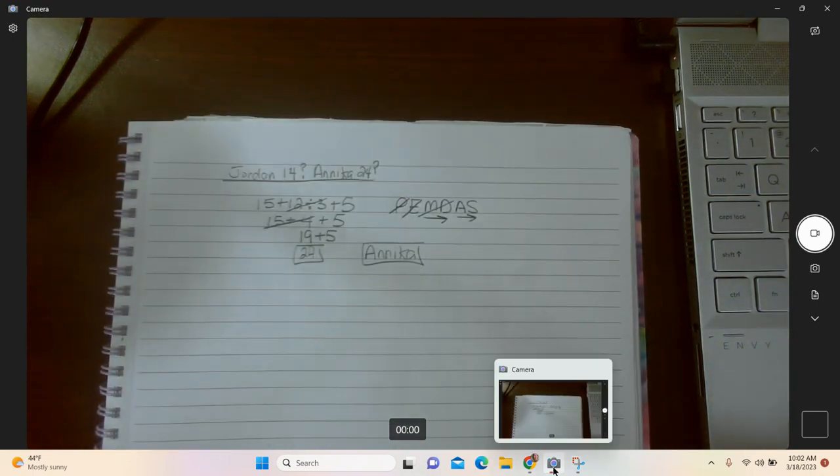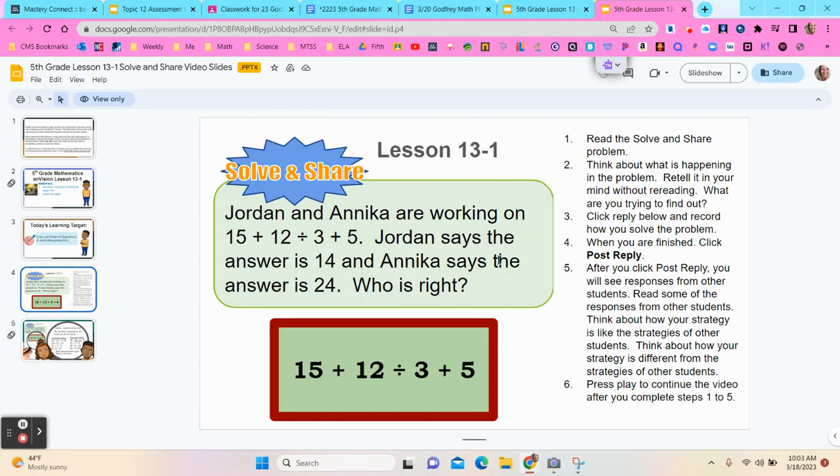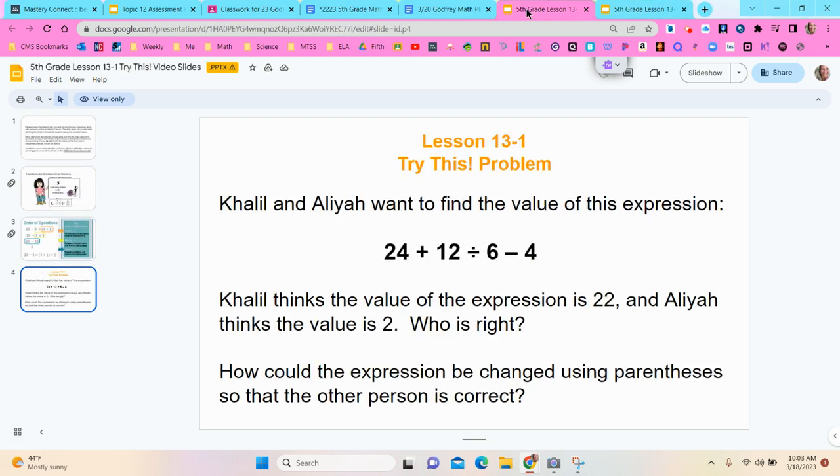All right, now let's go and try another problem, and then I'll let you go on and start working on your Google form that has your practice problems on it for today. All right, Khalil and Aliyah want to find the value of this expression. 24 plus 12 divided by 6 minus 4. Khalil thinks the value of the expression is 22, and Aliyah thinks the value is 2. Who is right? How could the expression be changed using parentheses so that the other person is correct?